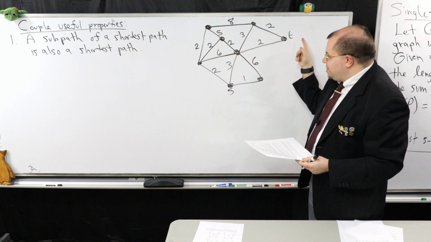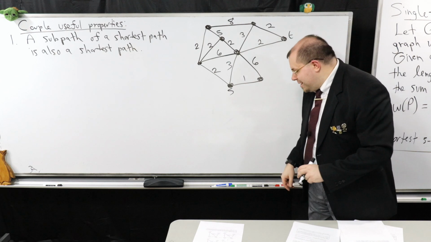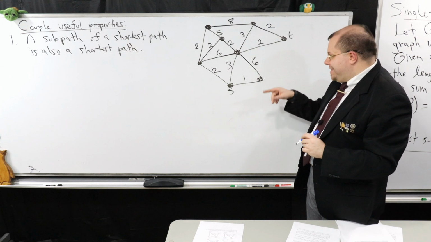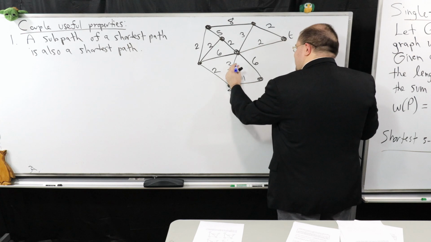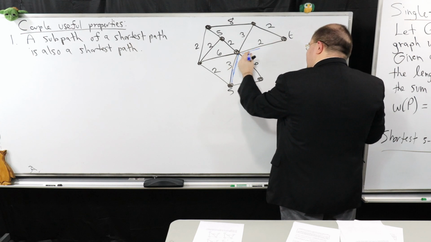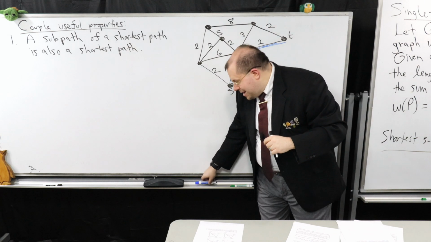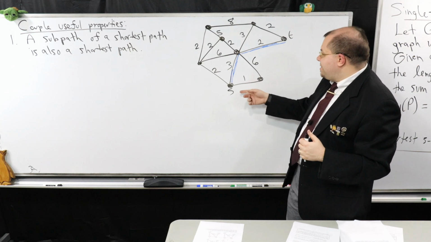We can go 3 plus 2, and that's 5. I think that's the best we can do here. I think that's the case. If anybody sees any better path, let me know. I think this is the best path I can get from S to T. So that's the shortest path, I believe. And the total weight or length of this path is 5.